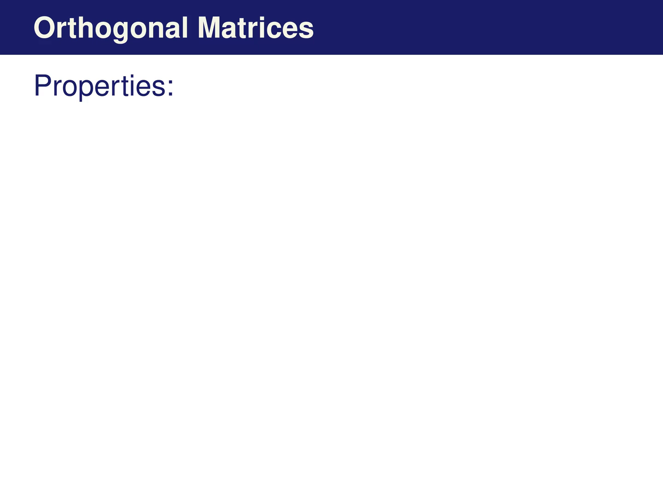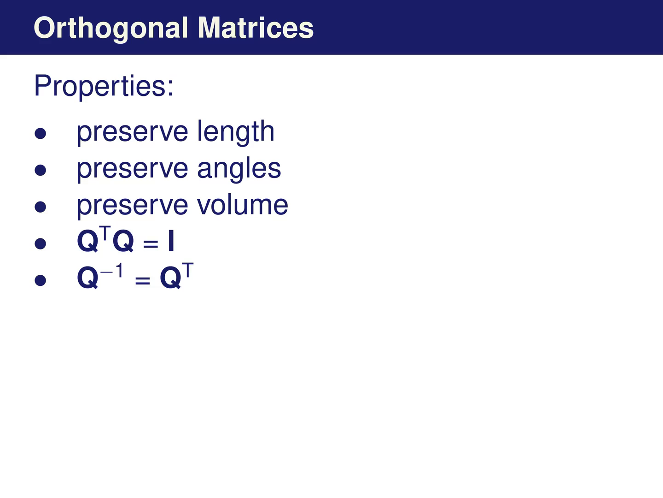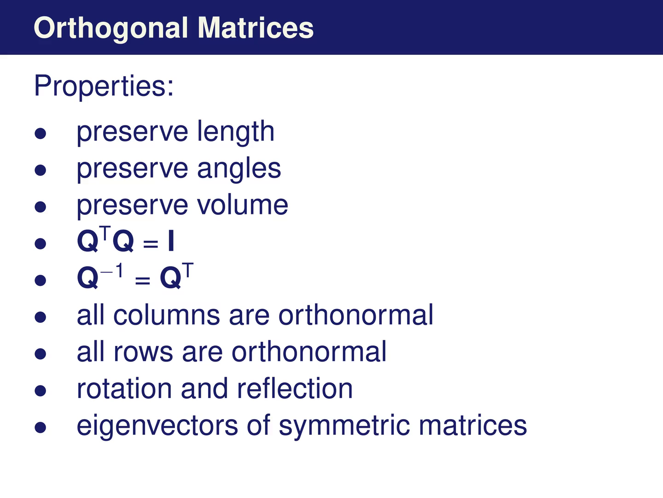We'll finish the lesson with a summary of the properties of orthogonal matrices. Orthogonal matrices preserve the lengths of vectors, and they maintain the angles between vectors. This means that they don't change volumes of objects. Q transpose Q equals the identity matrix, which means that Q inverse is simply Q transpose, and all the columns are orthonormal. Similarly, all the rows are orthonormal. So, orthogonal matrices are really rotation matrices or reflection matrices or some combination of the two. In the next few lessons, we will look at some additional properties. Namely, that eigenvectors of symmetric matrices form an orthogonal matrix.